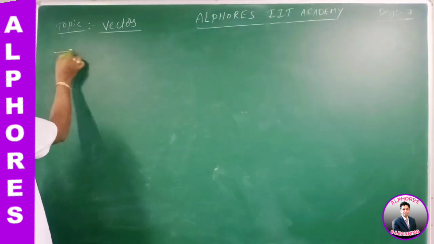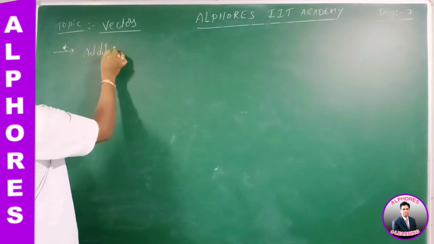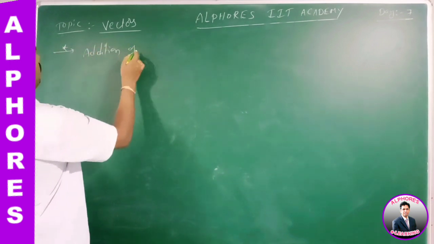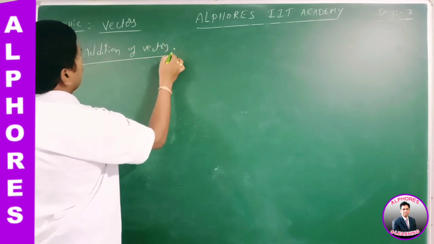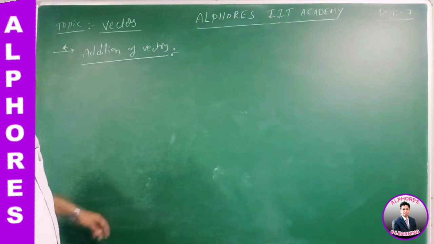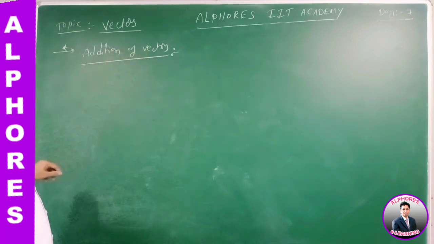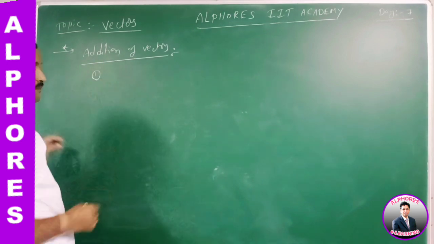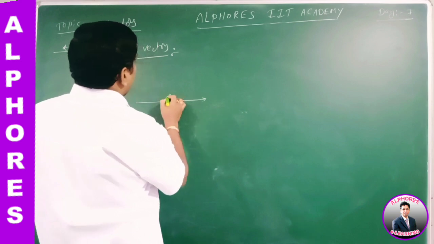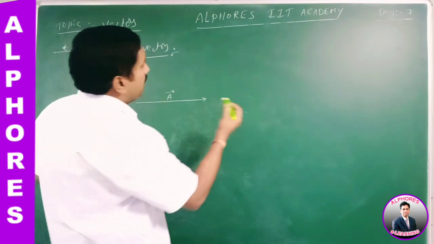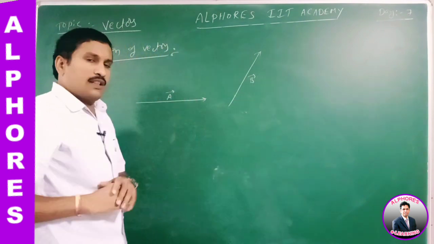So next one is addition of vectors. In order to add two vectors, there is a mechanism. The first point is, first I have to draw the two vectors like this. This is one vector, and I am taking another inclined vector like this. So these are the two vectors.